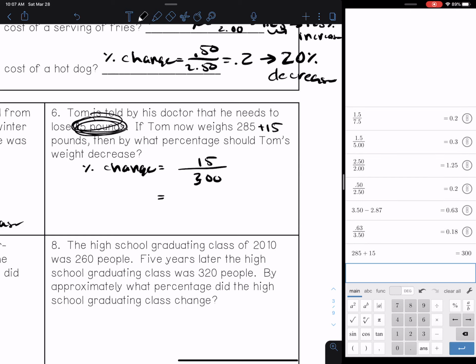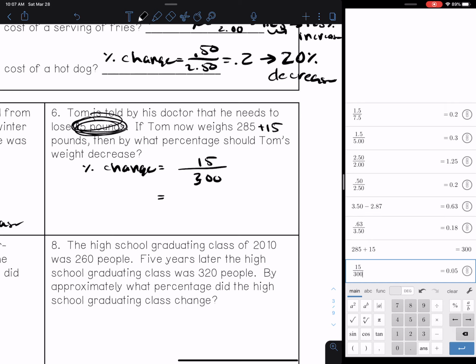So again, 15 divided by 300. We got 0.05. So again, this needs to be written as a percentage. How do I do that? Move it to the right twice. 1, 2. It's going to be 5%. Increase or decrease? Well, actually, it says right there, right? So it's going to be a decrease. So that was number 6. A little bit of thinking, but not too bad.